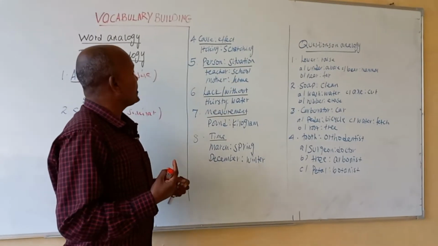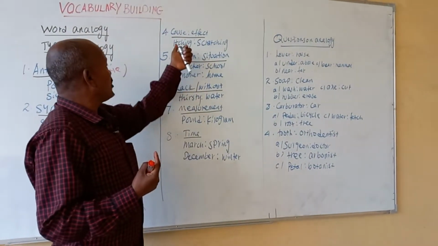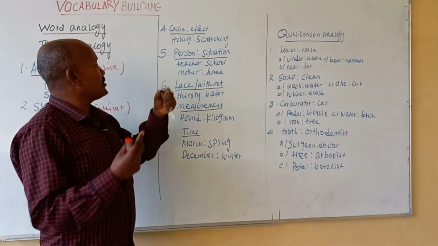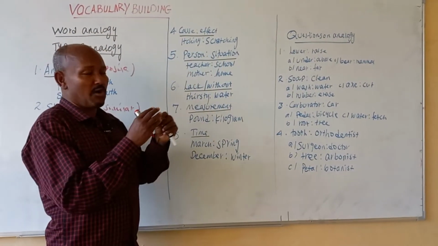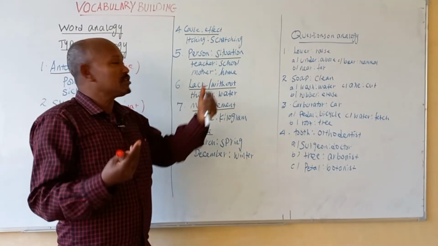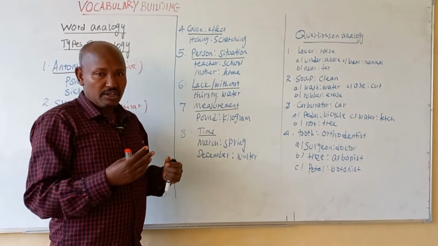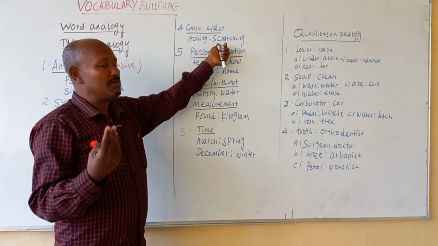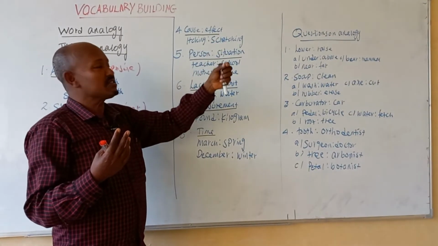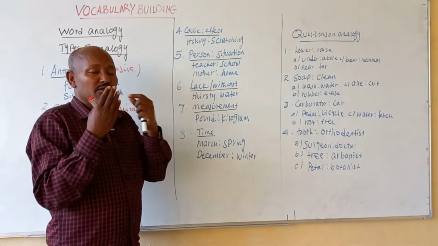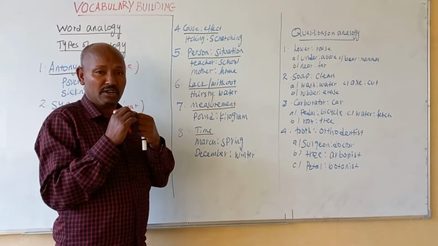The fourth one is cause and effect. The cause is here and there is the effect. The effect comes from the cause. So the relation between these two words is cause and effect. Itching is the cause and the result of itching is scratching. These two words may be difficult, but we can simply identify the meanings and how the two words correlate with each other. So this is another kind of word analogy.